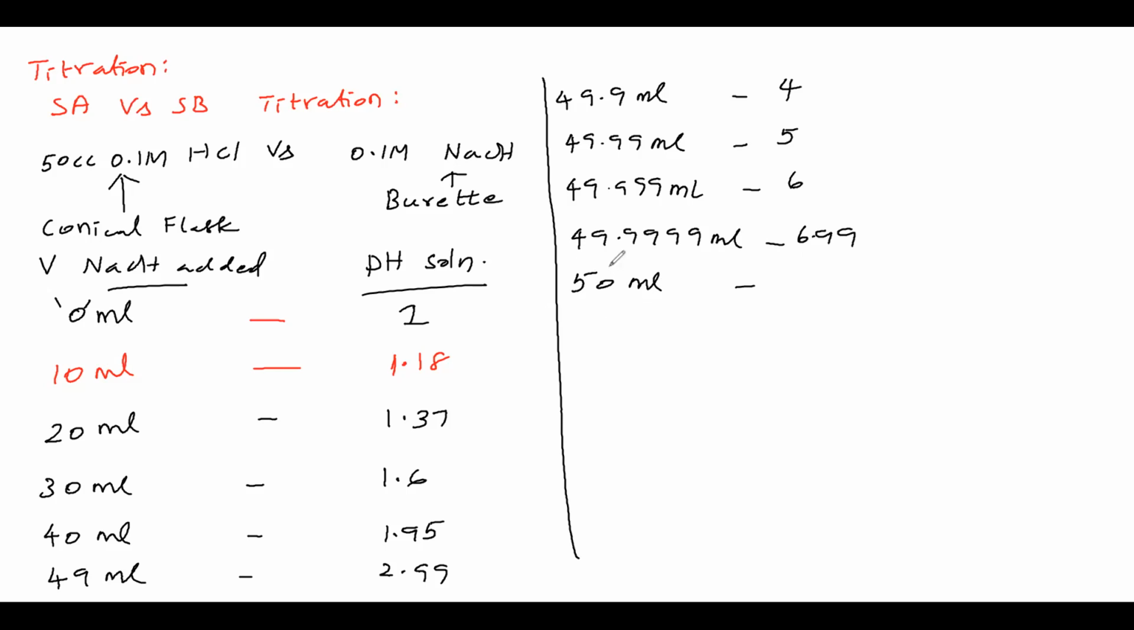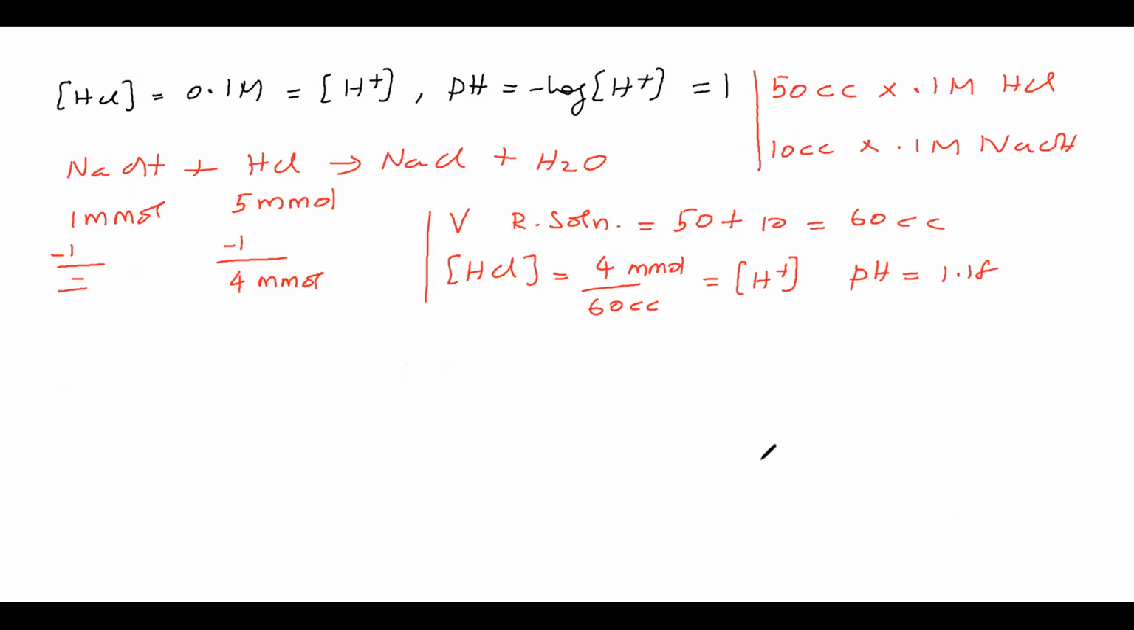Now we have to find the pH of the resultant solution. The sodium hydroxide we are adding into HCl gives NaCl and water. Initially in the conical flask we took 50 cc of 0.1 molar HCl. Multiplying both, we get millimoles: 5 millimoles of HCl.